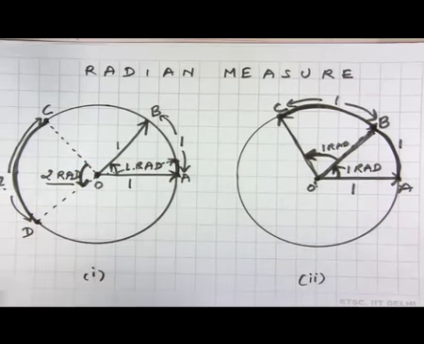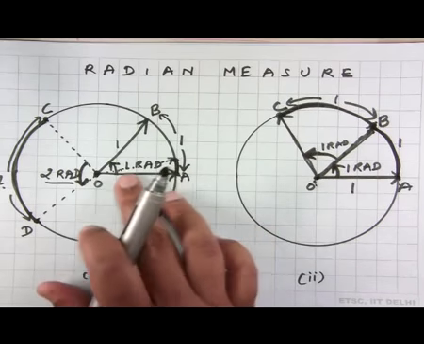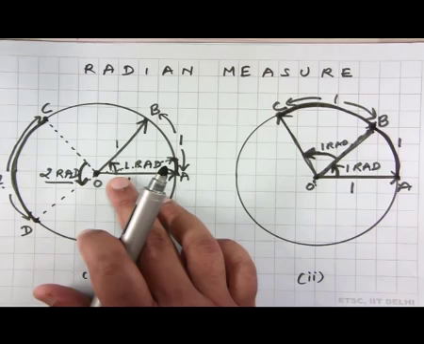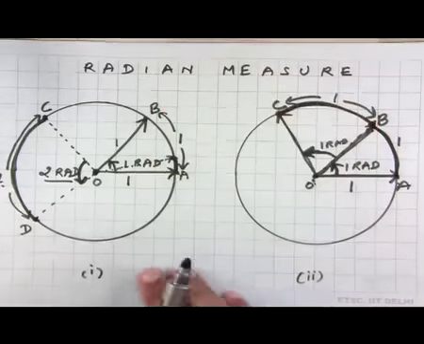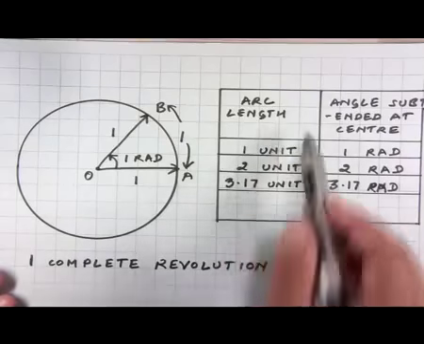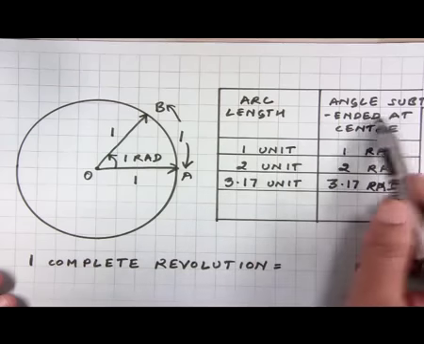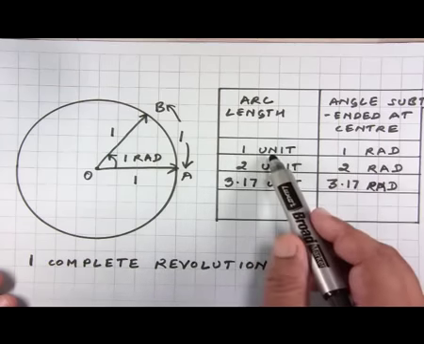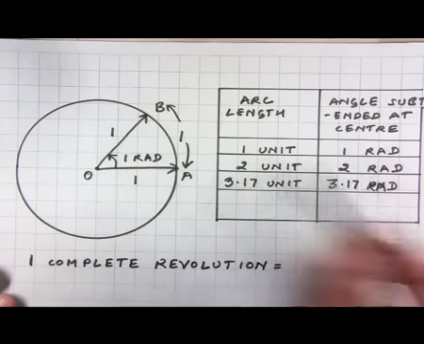So, it appears that if you double the angle of rotation, then the length of the corresponding arc will also double. So, therefore, here is a little table. If the arc length, let us say the arc length is 1 unit, then the angle subtended at the center is 1 radian or vice versa.